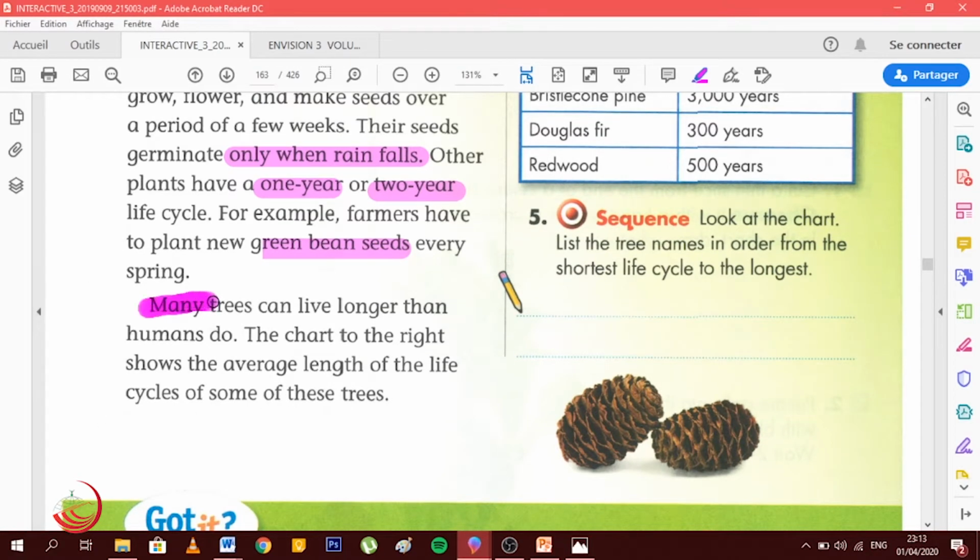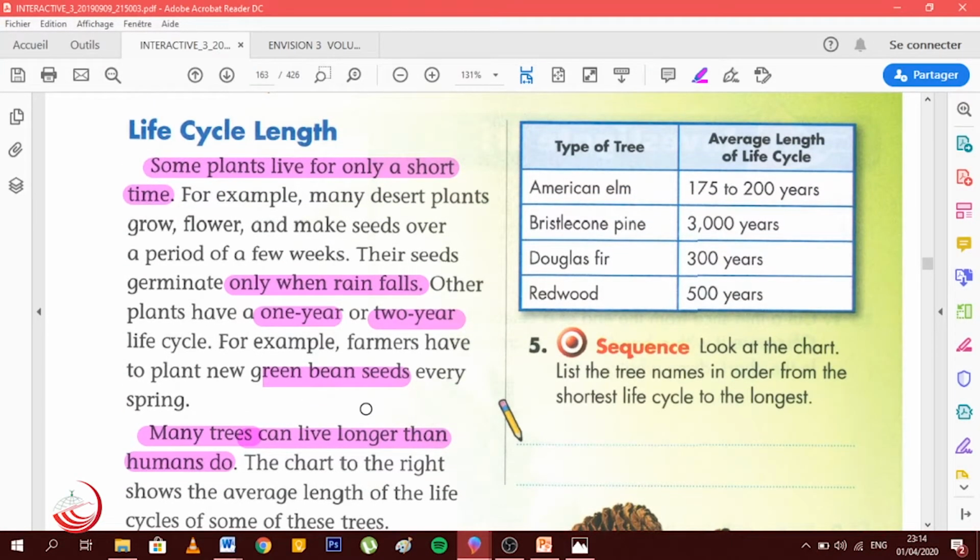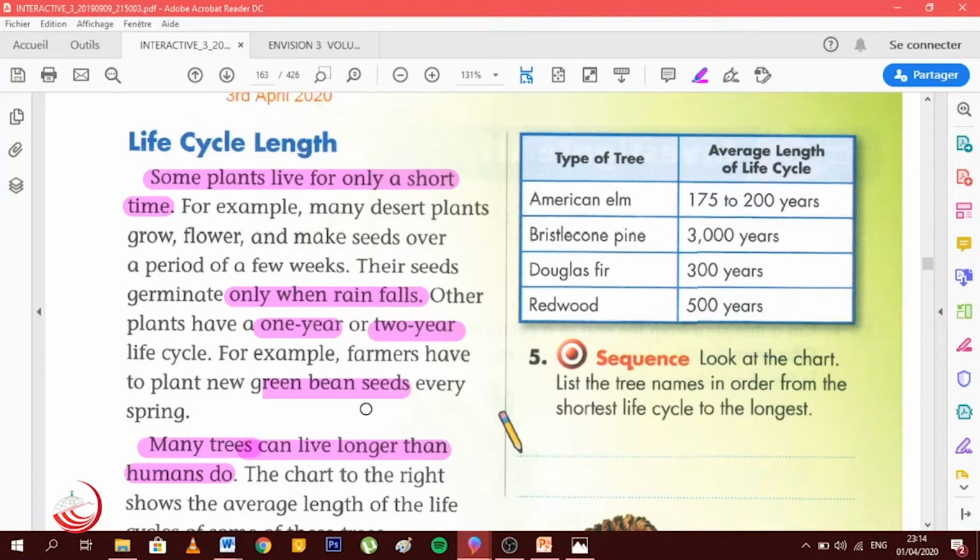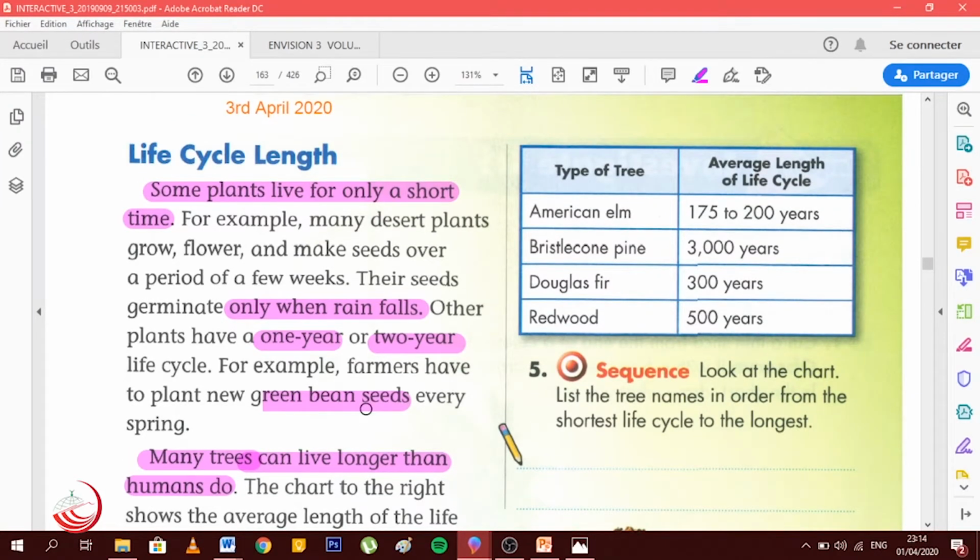Many trees can live longer than humans. That means that some trees can live more than 30, 40, 50, 100 years. So some life cycles are really long, and they can take years and years. The chart to the right shows the average length of the life cycles of some of these trees. So we're going to see the life cycle of some of the trees whose life cycle is very long.